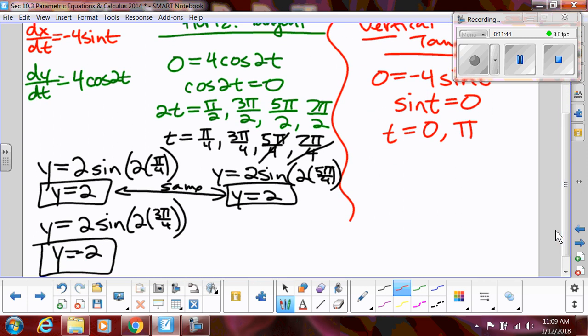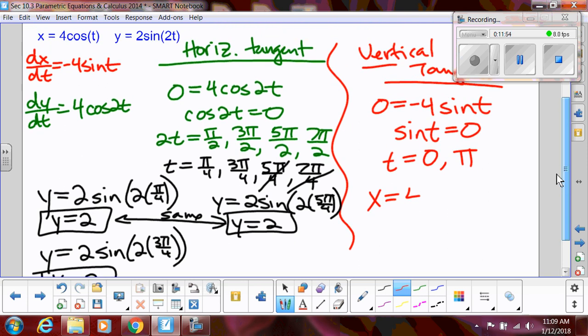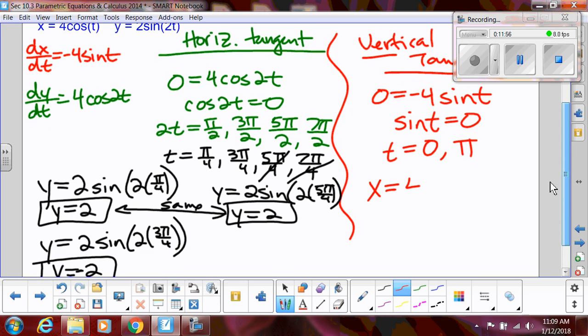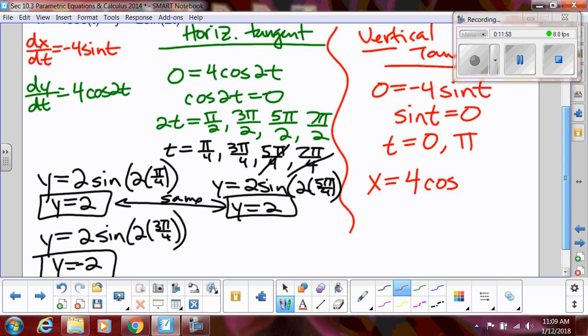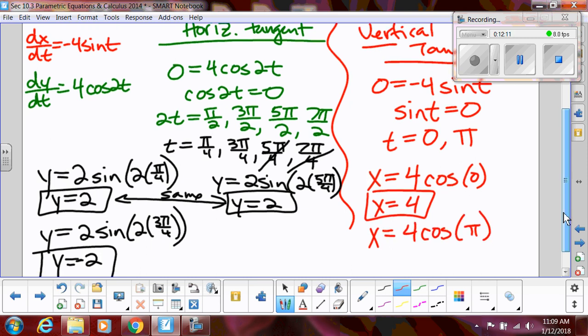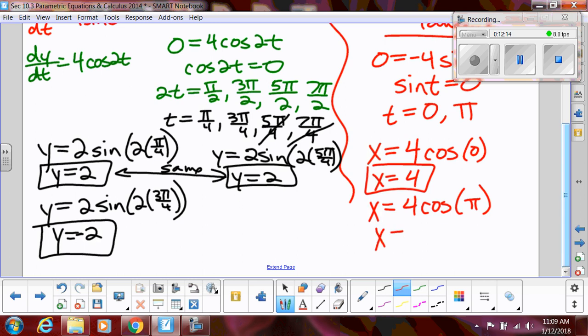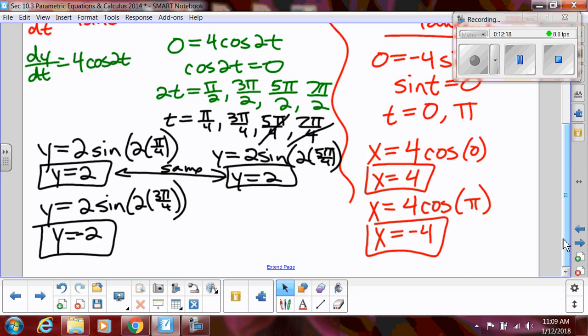So now we're going to plug those in, because again, vertical tangents have the equation x equals something. Remember my original is 4 cosine of t. So 4 cosine of 0 is just going to be 4. So that's one vertical tangent. The other one is when I plug in pi, which will be negative 1, so this will be x equals negative 4. So I have 2 horizontal tangents, 2 vertical tangents.